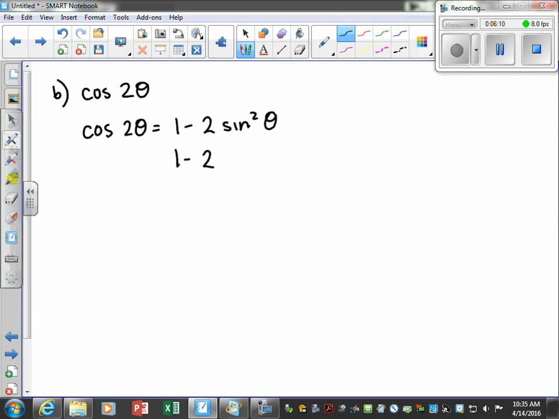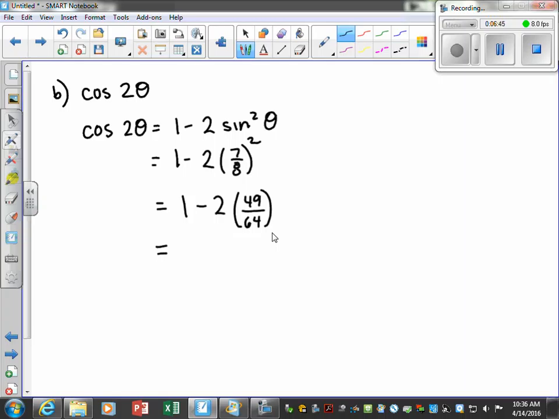1 minus 2. What did we say sine was on the previous page? 7/8. Good. 7/8 squared. Okay, as we simplify this, let's work with that right hand side over there. What's 7 squared in the numerator? 49. And what about the denominator? 8 squared is 64. So just taking our time as we simplify here, I'm going to reduce this 2 and this 64. So I'm going to cross cancel right there.